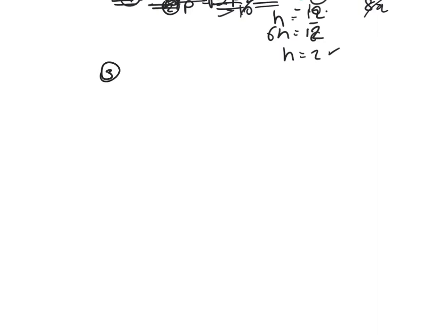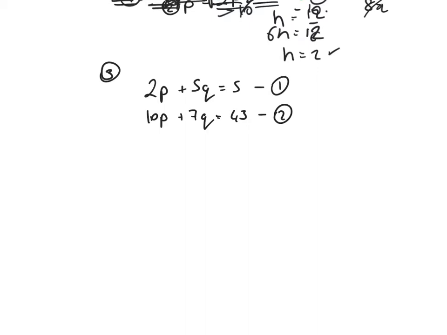Okay, let's try another example, example 3, and we'll go for 2p plus 5q is equal to 5, equation 1, and 10p plus 7q equals 43, equation 2. Okay, so trying to get 5q up to 7q would be difficult. It would involve multiplying by a decimal number. What's easier? Well, 2p up to 10p is definitely easier. I will get 2 up to 10 by multiplying by 5. So everything in equation 1 will be multiplied by 5.